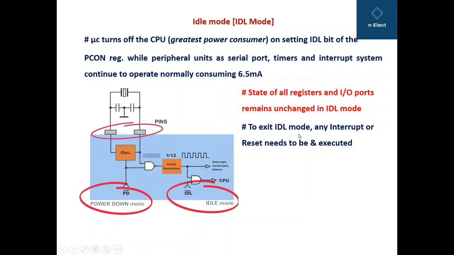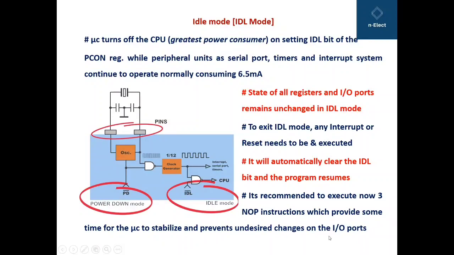To exit idle mode, any interrupt or reset needs to be executed. So either you have to activate any of the interrupts, or you'll have to reset the system. Then only you can come out of this idle mode. It will automatically clear the idle bit and the program will resume again. It is recommended to execute now 3 NOP instructions, that is no operation. NOP means no operation, means the processor will execute the instruction but nothing will be performed.